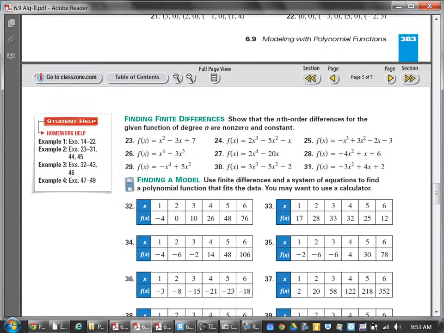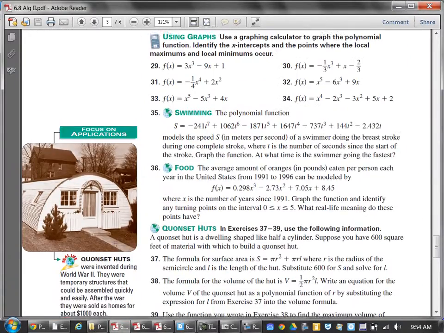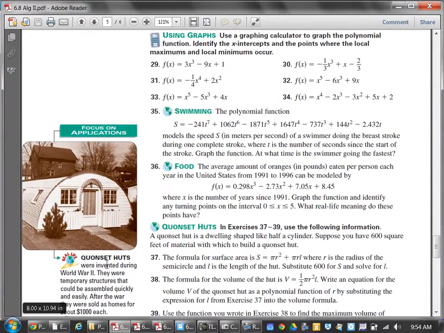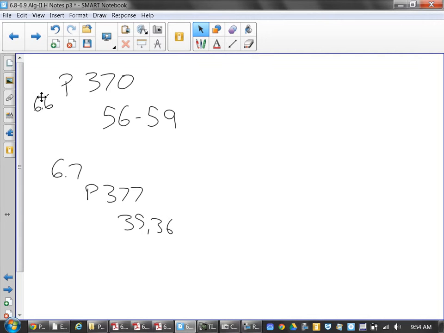So this is section 6.6 and 6.7. Are we supposed to do this? So guys, I'm giving you 5 word problems, and then all this is review, okay? You've got 5 word problems, and then all this is review.